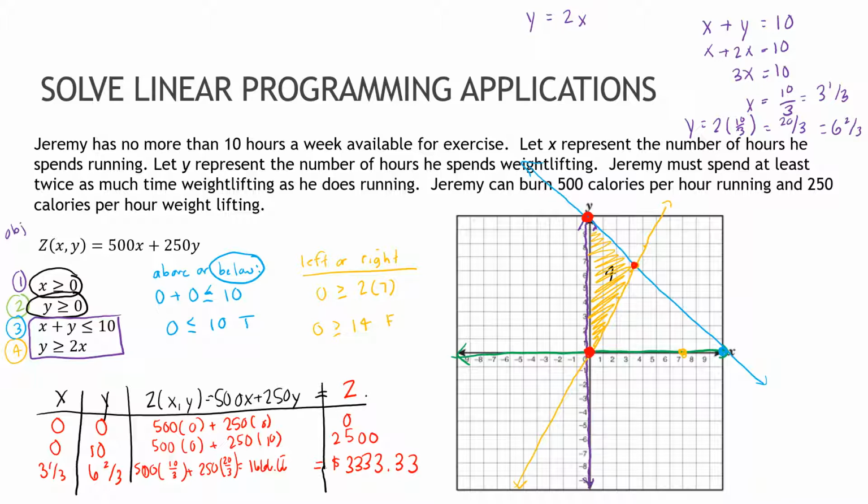So, oops, I'm looking at money. I don't know why. This isn't money, this is calories. So what am I trying to do? I'm trying to maximize calories burned. This is the maximum. So my answer would be that if Jeremy spent 3 1/3 hours running, which is 3 hours and 20 minutes, and 6 2/3 hours weightlifting, which is 6 hours and 40 minutes, he would burn 3,333 calories per week. Good job, Jeremy.